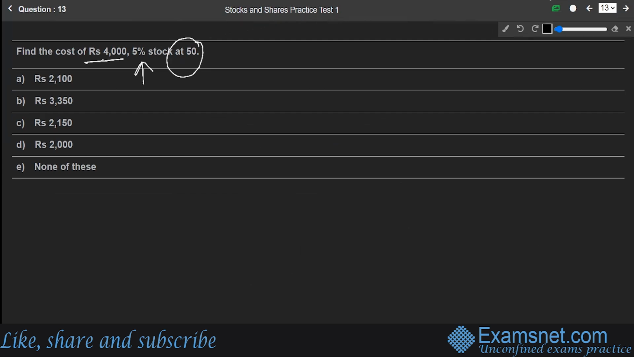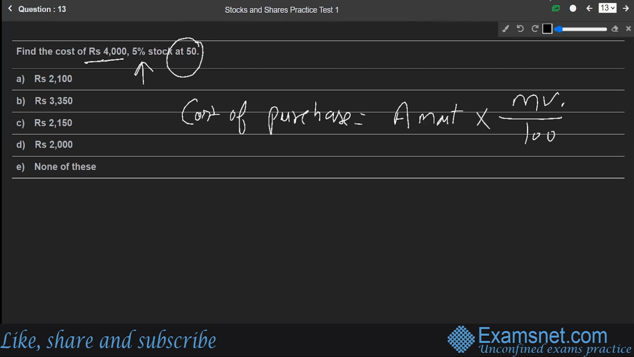We can do it directly also. Rather, we can use a formula for the cost of purchase. We can do it the same way. Cost of purchase can be found as the amount required, into the market value of each share, divided by 100. We can find it by this also.